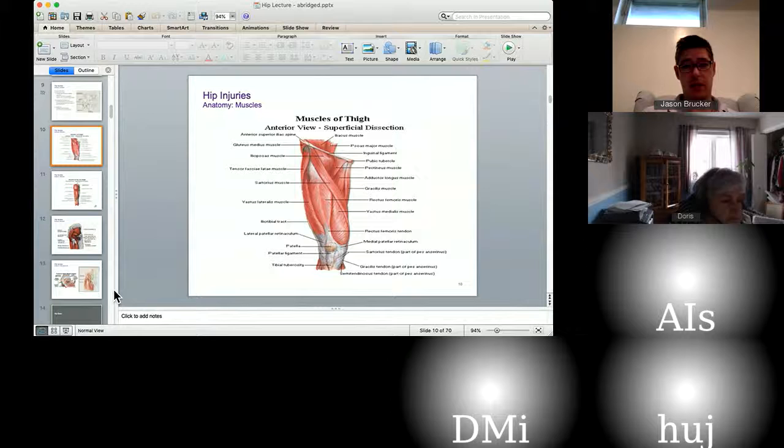The next couple of slides just review the tendinous attachments of the various muscles. I won't go into too much detail, but this shows an anterior view of your gluteus muscles, your hip flexor, your iliopsoas muscles, as well as various adductors and abductors.